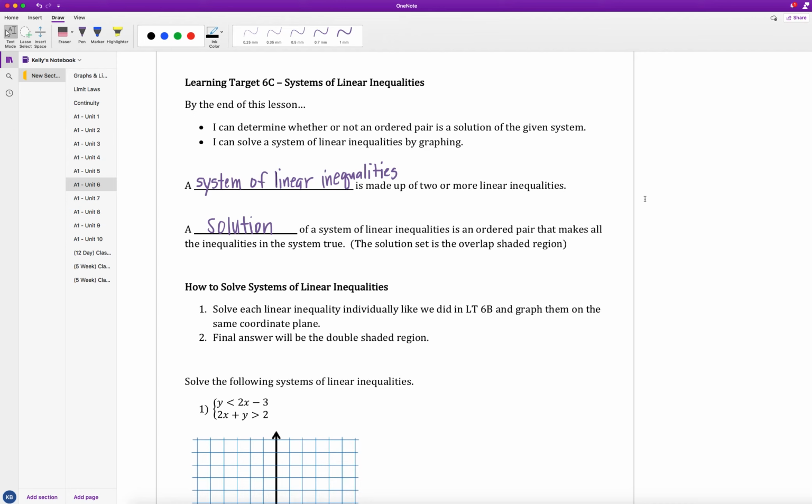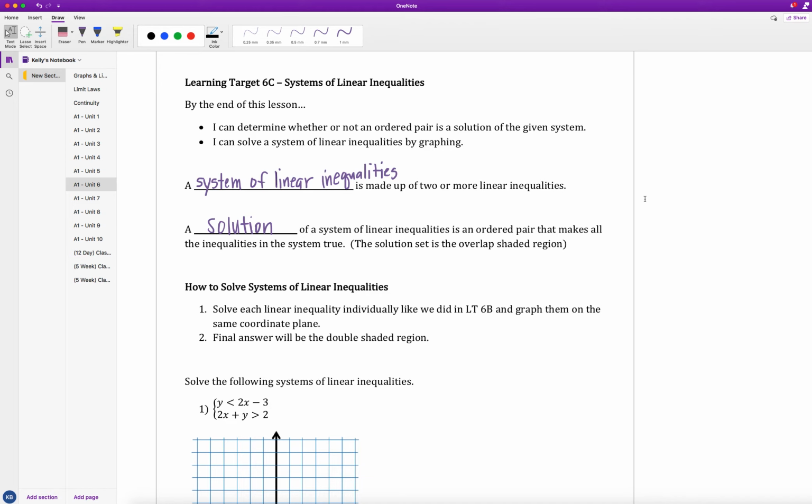Last section in Unit 6. This is Learning Target 6C, Systems of Linear Inequalities. By the end of this lesson, you will be able to determine whether or not an ordered pair is a solution of a given system, as well as solve a system of linear inequalities by graphing.